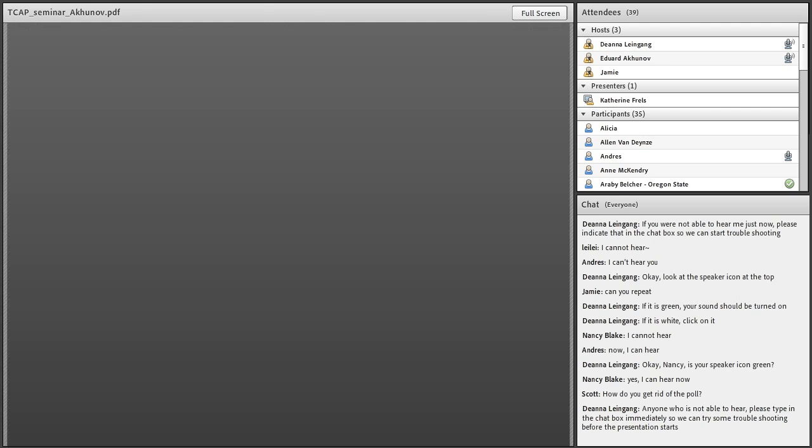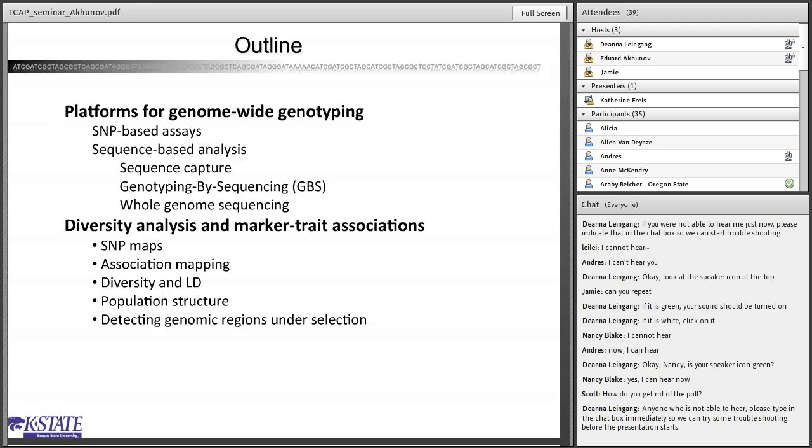Assay, then talk about sequence-based analysis of genetic variation using three commonly used genotyping approaches. Essentially, these are resequencing approaches, such as sequence capture and genotyping by sequencing. And then in the end of my presentation, I will talk about how to use genome-wide genotyping data for performing mostly association mapping.